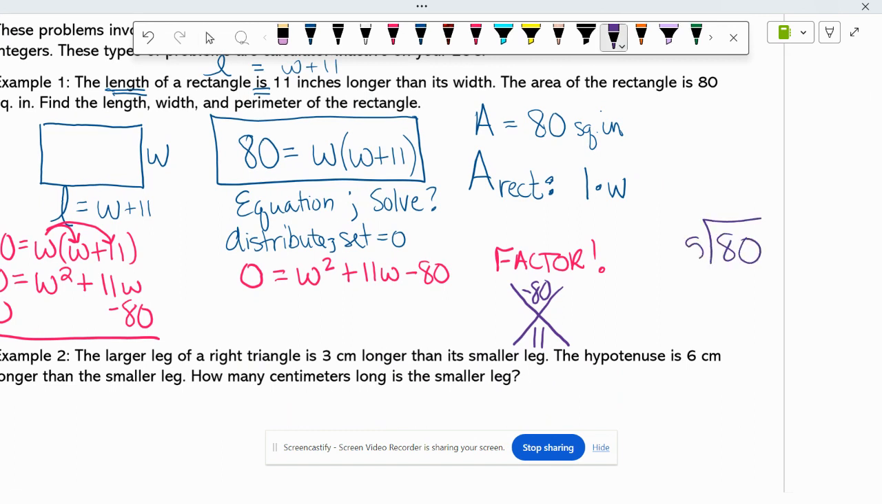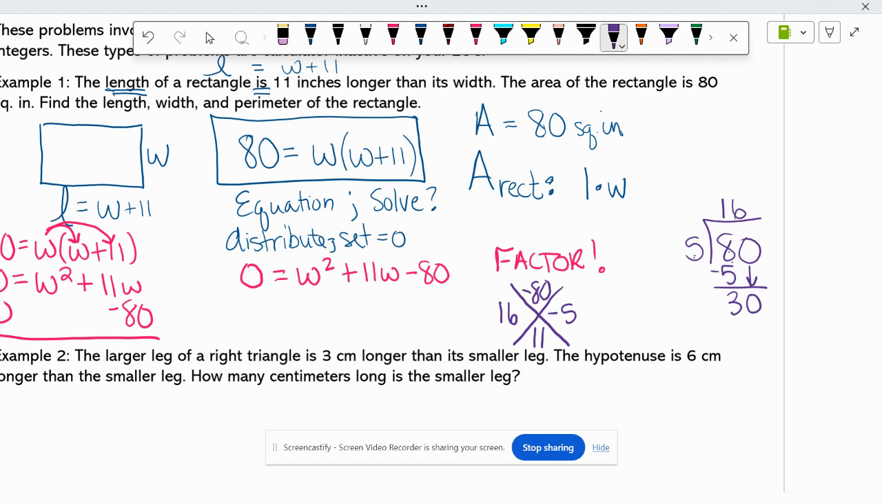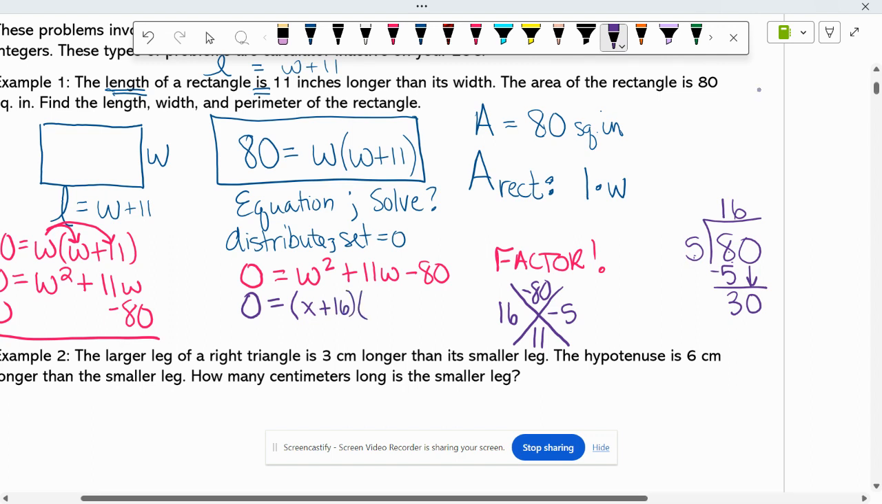I'm just going to do that off to the side. 5 will go into 80 how many times? Once with a 5. Let's see. 8 minus 5 is 3. Bring down my 0. 16. So if I take a positive 16 times a negative 5, I'll get negative 80. And is 16 minus 5, 11? Those are my two factors. 0 equals x plus 16 times x minus 5.